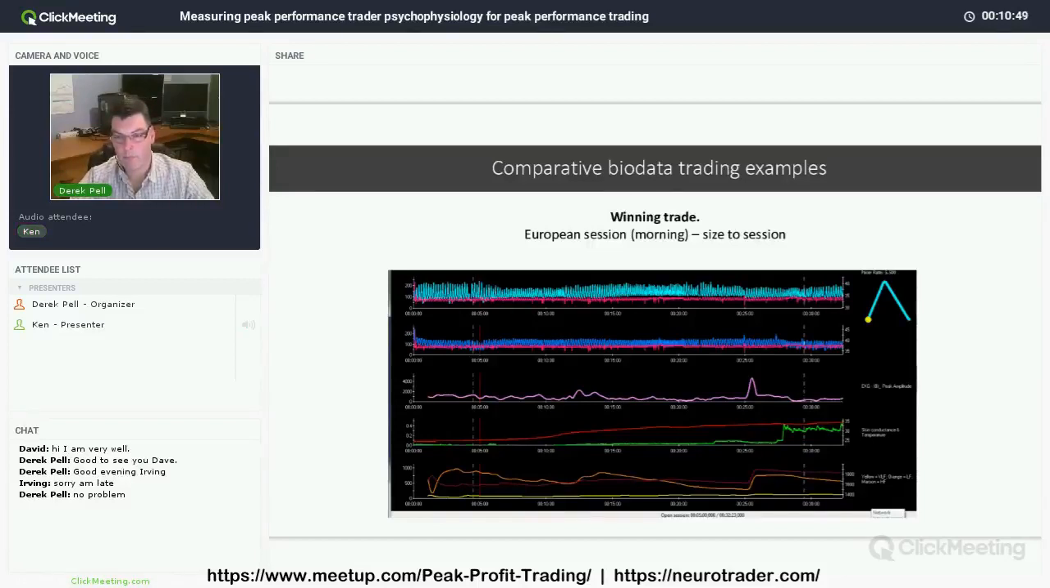I'm just going to show you a winning trade and a losing trade in terms of the physiology. You see the red line, the temperature line, how straight it is. This is more than 30 minutes worth of recording during a trade. And you can see the temperature line is just constantly increasing towards 35 degrees Celsius.